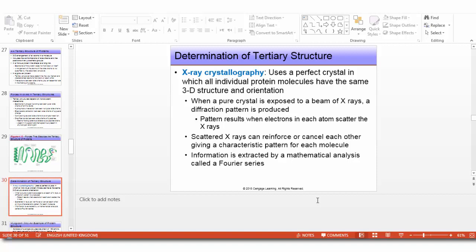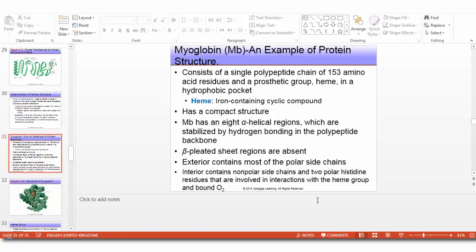Note that this technique was used to determine the tertiary structure of myoglobin, which now we want to talk about, and we take myoglobin as an example of protein structure. It consists of a single polypeptide chain of 153 amino acid residues and a prosthetic group, heme, in a hydrophobic pocket. The heme is an iron-containing cyclic compound, has a compact structure.